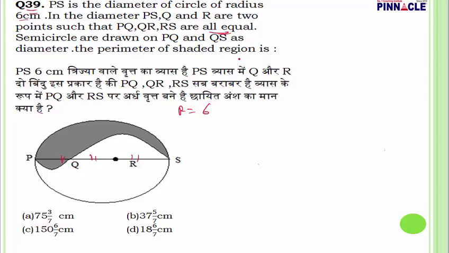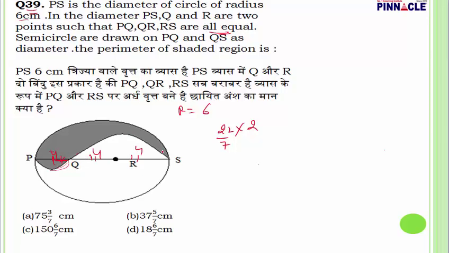Then we have to find the perimeter of the shaded region, that is this line and this line plus this line. The total is the 6 cm radius, so the diameter would be 12. You can say 4, 4 and 4. So the radius here would be 2 cm. The entire circle is 2 pi r, so the semicircle perimeter would be pi r. So 22 by 7, r we have given here 2, because 4 is the total diameter, so r would be 2.